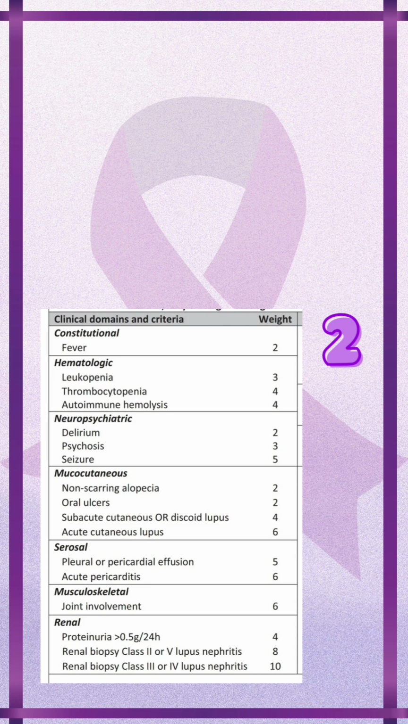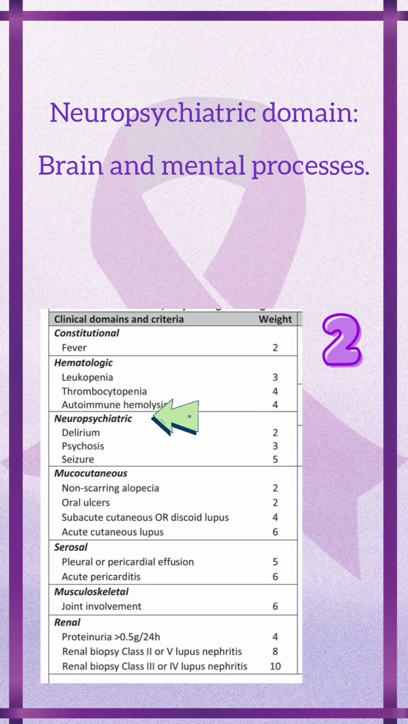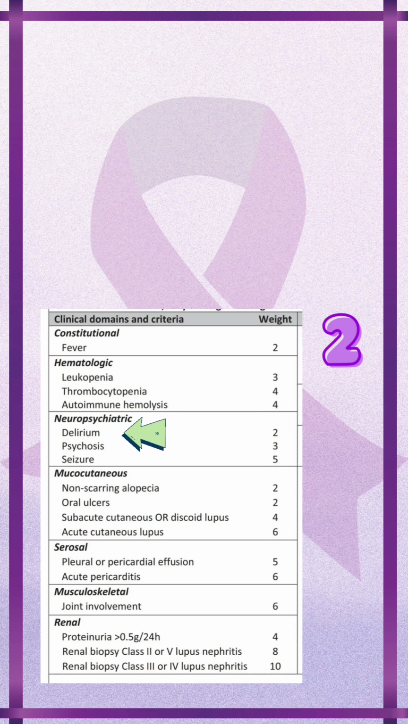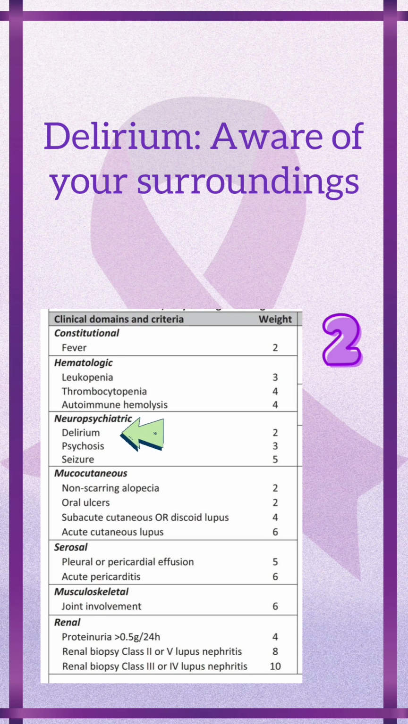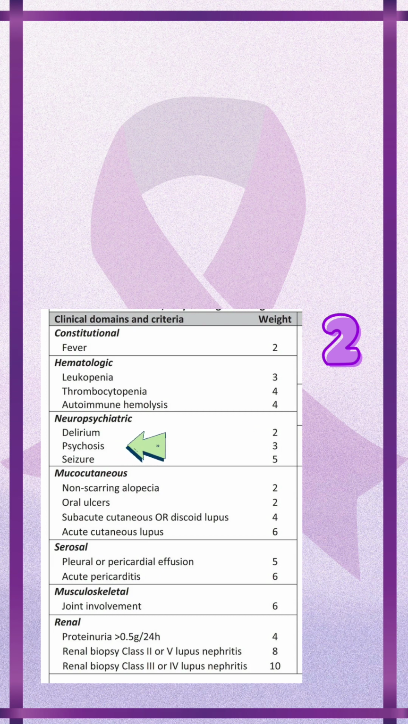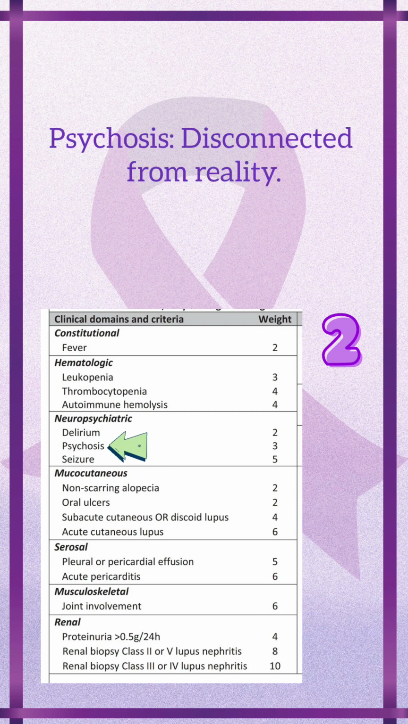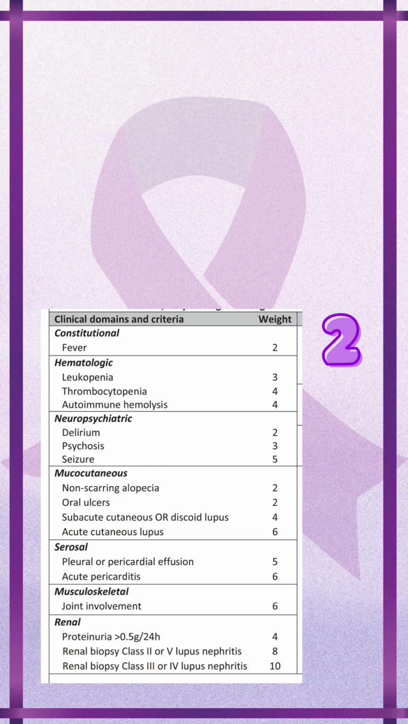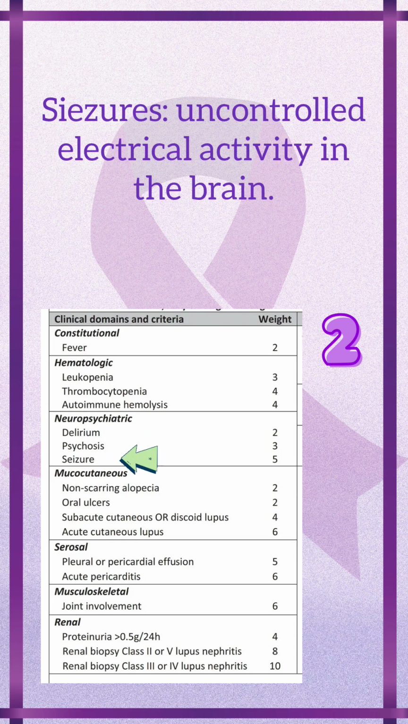Right, next is the neuropsychiatric domain, which refers to the brain and mental processes. This consists of, first of all, the delirium test, which tests whether or not you are aware of your surroundings, scoring 2 points. Second of all, the psychosis test, testing if you are disconnected from reality, scoring you 3 points. Third of all, seizures, meaning if you have uncontrolled electrical activity in your brain, this will score you 5 points.